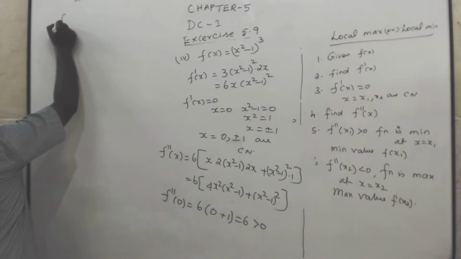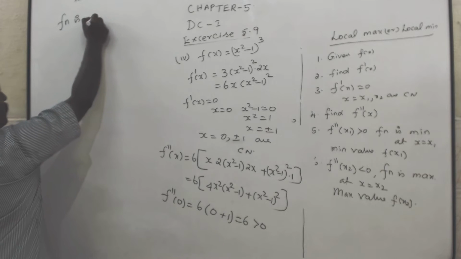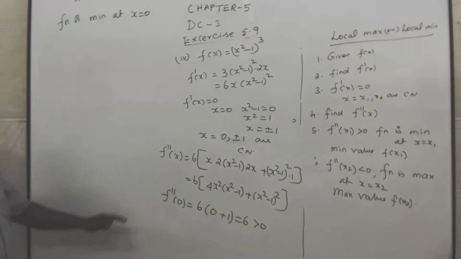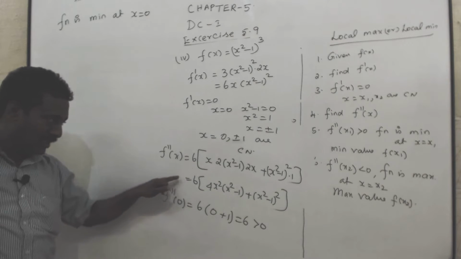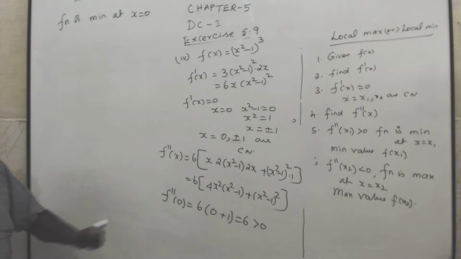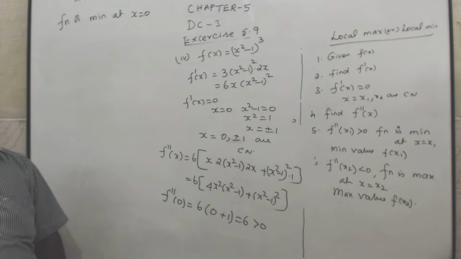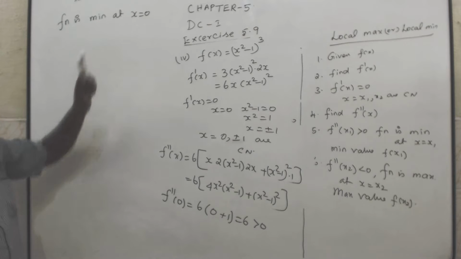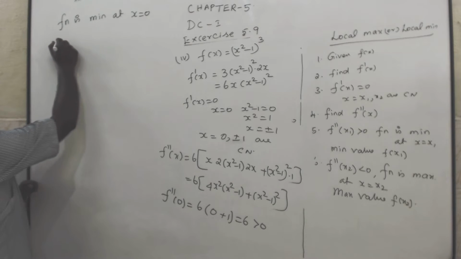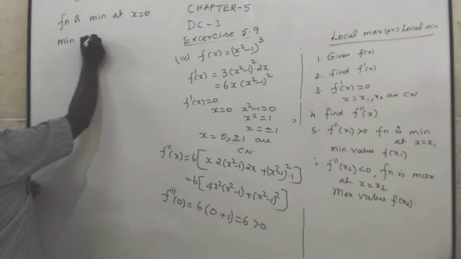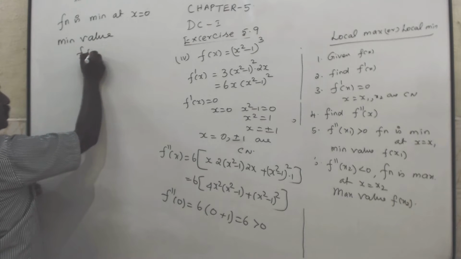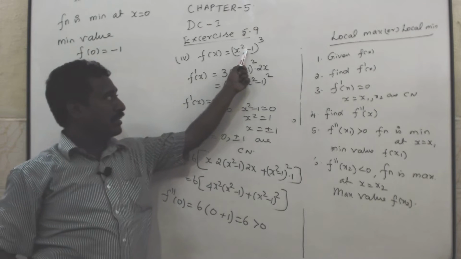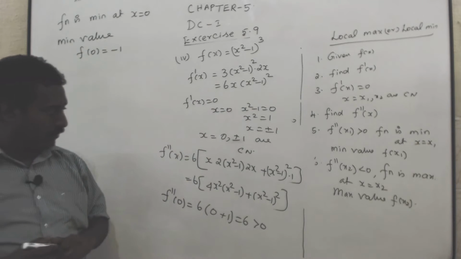Therefore, function is minimum at x is equal to 0. When we substitute x is equal to 0 in second derivative, the answer is positive. Therefore, function is minimum at x equal to 0. Minimum value, that is f of 0 equal to minus 1, because 0 minus 1 is minus 1, cube is minus 1.